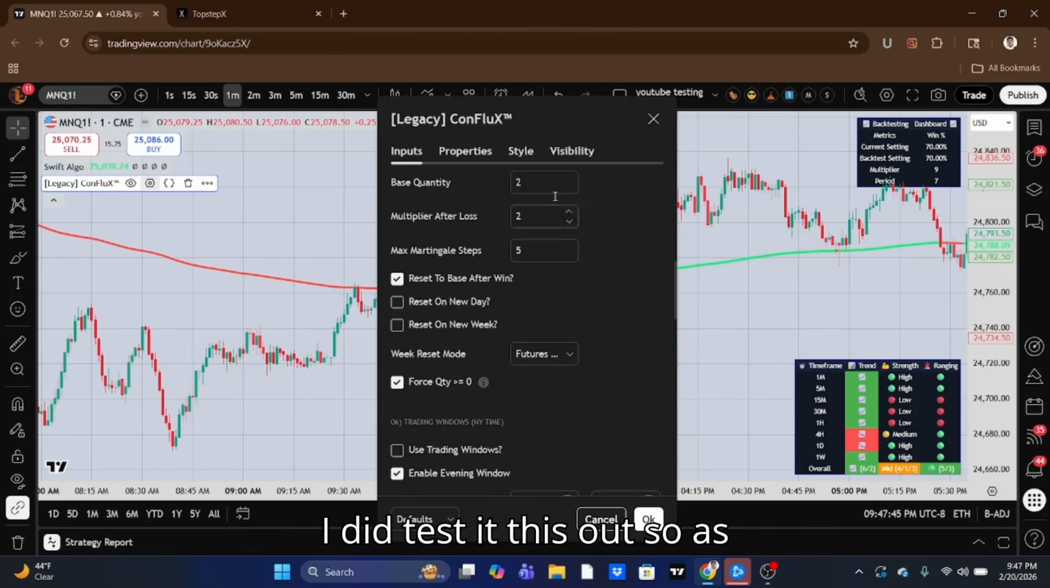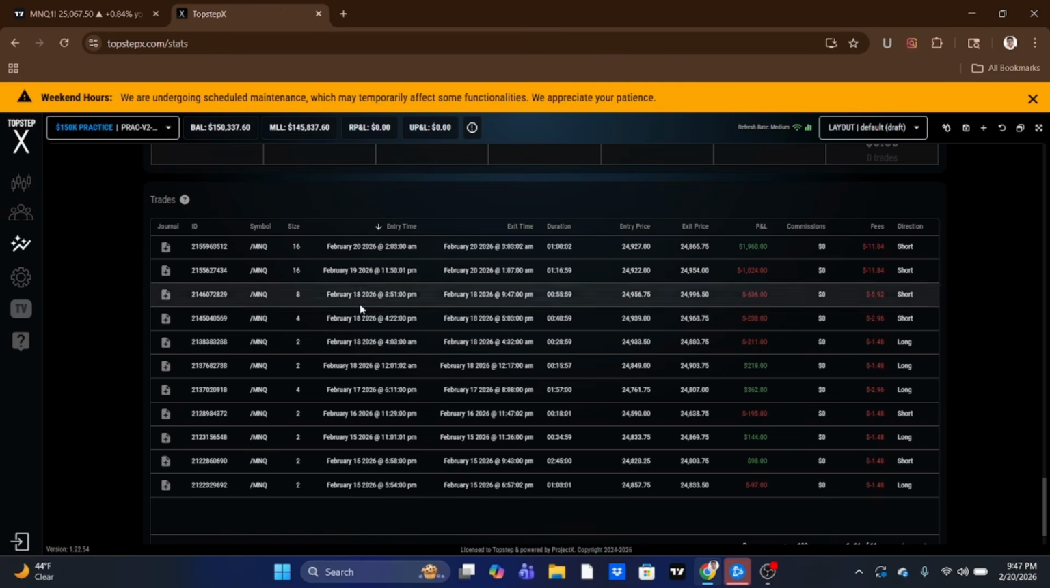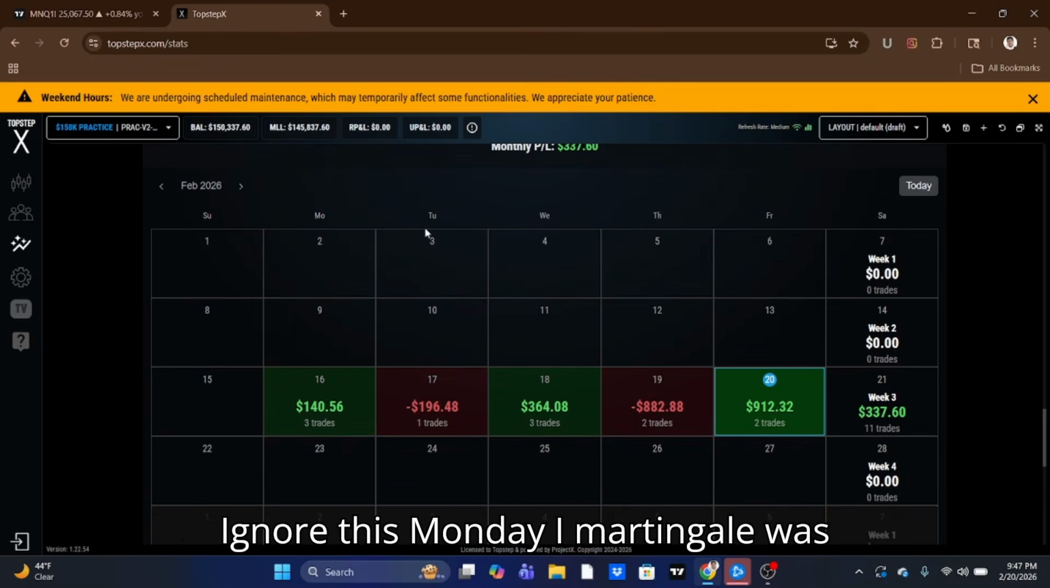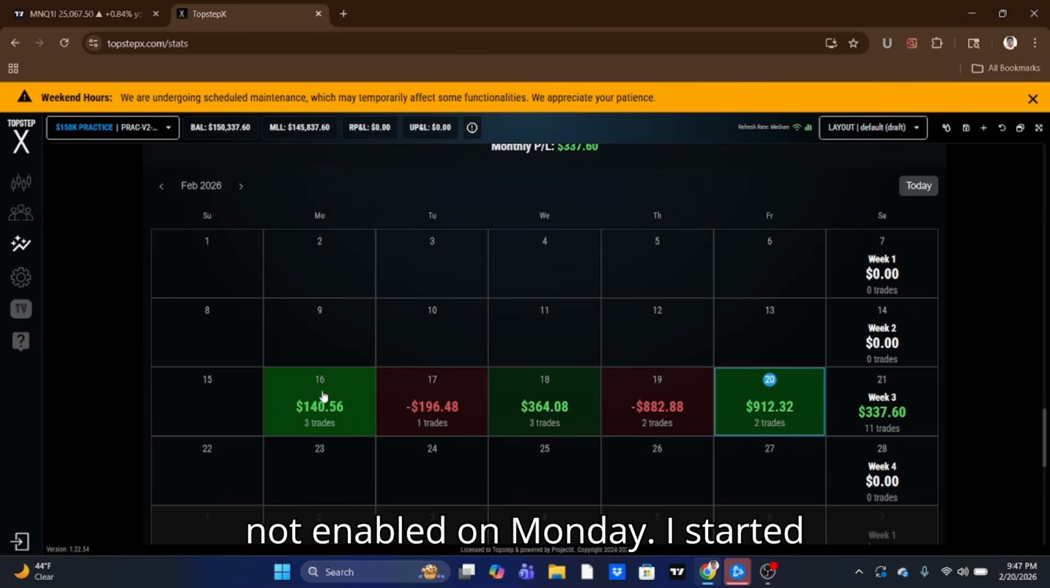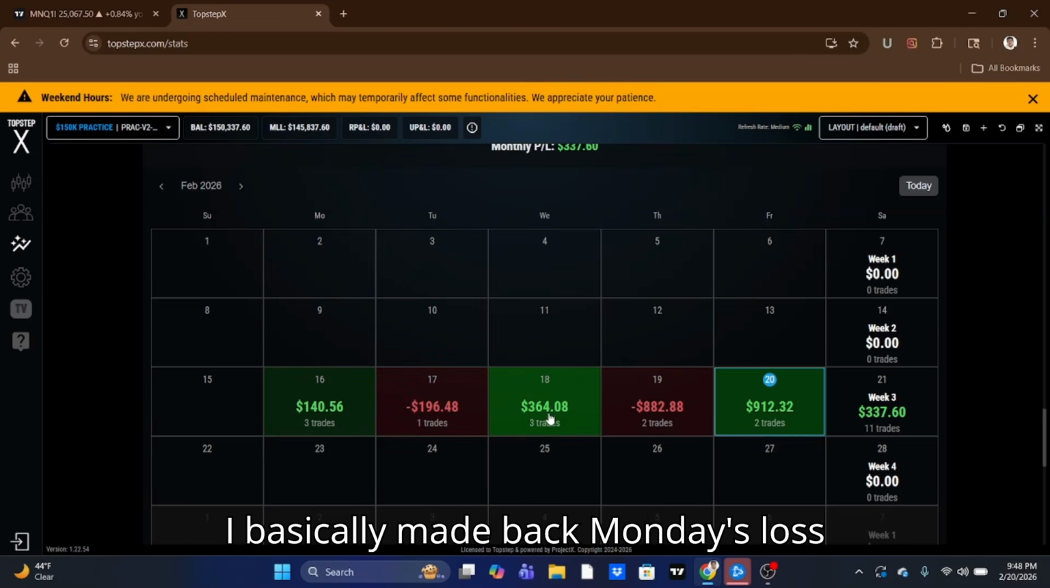I did test this out. So as you see on my Top Step X account, this was still under experimentation. Ignore Monday. Martingale was not enabled on Monday. I started using it on a Tuesday. So I took a loss. I lost $196, 1 trade. So next contract doubled in size. I basically made back Monday's loss plus more money.